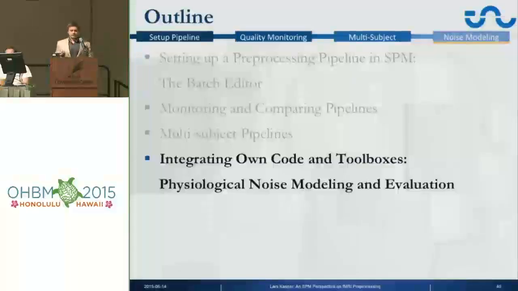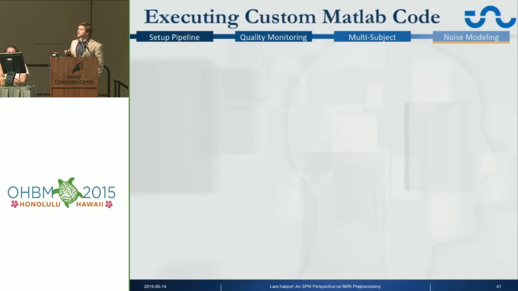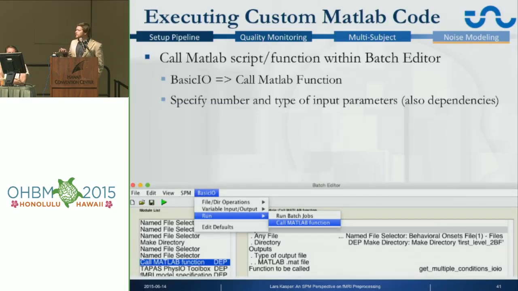And the last part of the talk, I want to talk about integrating your own code and toolboxes into the pipeline. And the first question is, of course, how do you do that? Can you do that in the batch editor? And it's actually very simple. There's a basic I/O module that can run any MATLAB function, and you just have to specify how many input and how many output parameters your own function has. And that is very neat, because then you can also make use of all these dependencies.